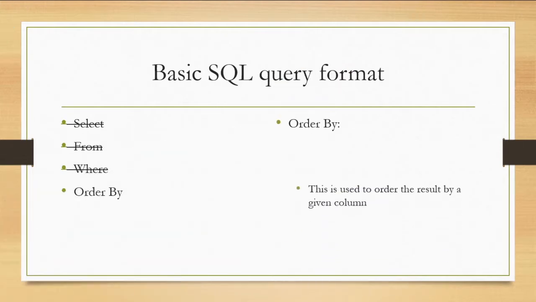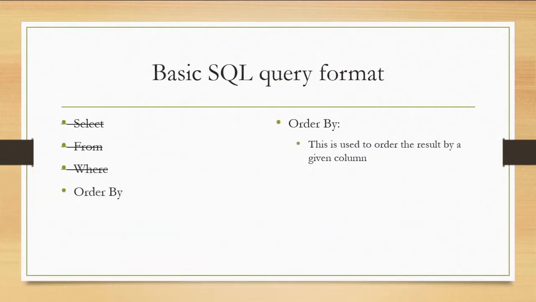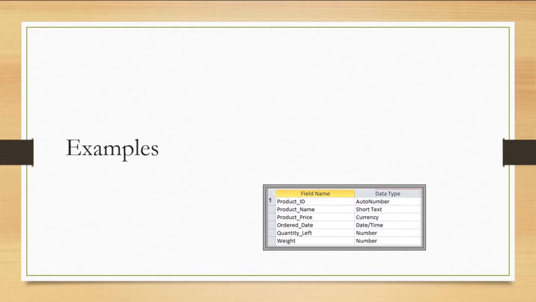ORDER BY. This is used to order the result by a given column. Order can be ascending, then we use ASC, or descending, then we use DESC. Now the examples we will look at.